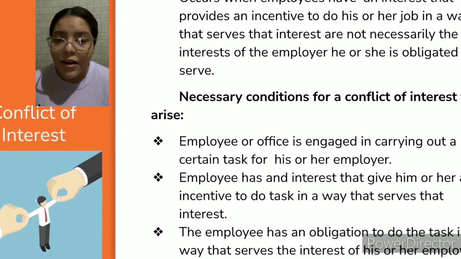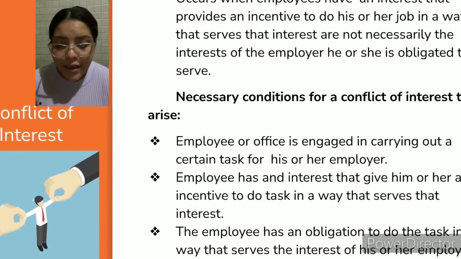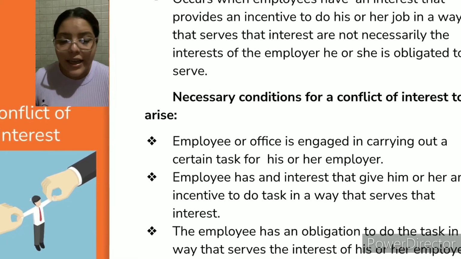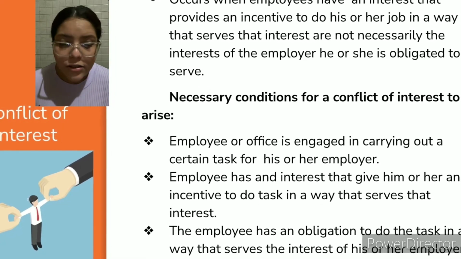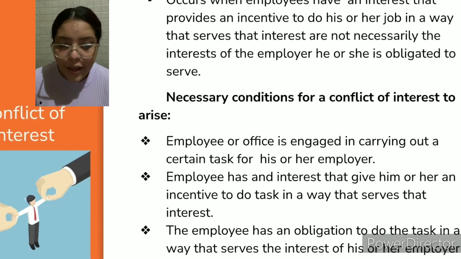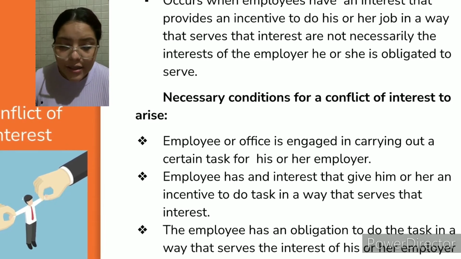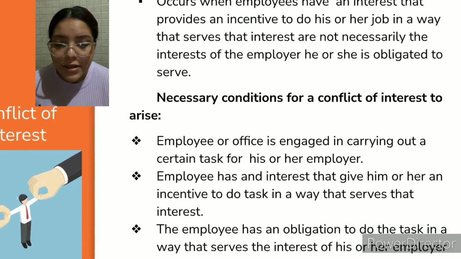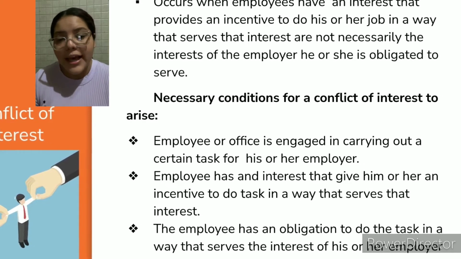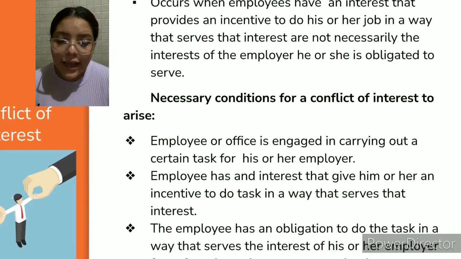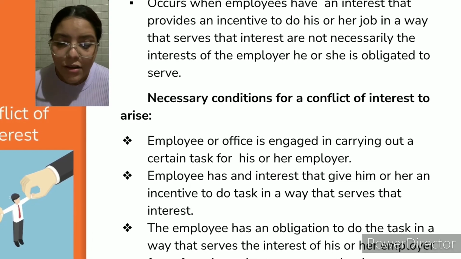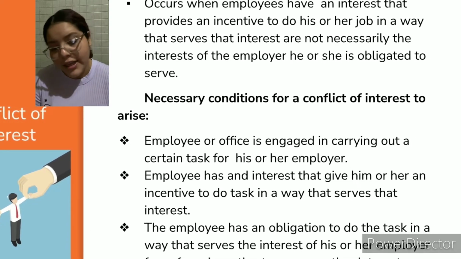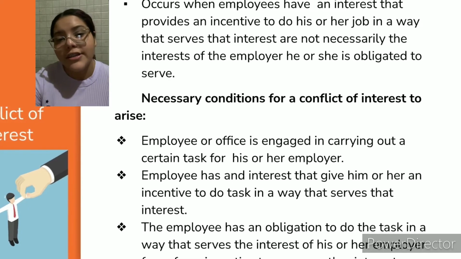Necessary conditions for a conflict of interest to arise. The employee or officer is engaged in carrying out a certain task for his or her employer. The employee has an interest that gives him or her an incentive to do the task in a way that serves that interest, and the employee has an obligation to do the task in a way that serves the interest of his or her employer, free of any incentive to serve another interest.